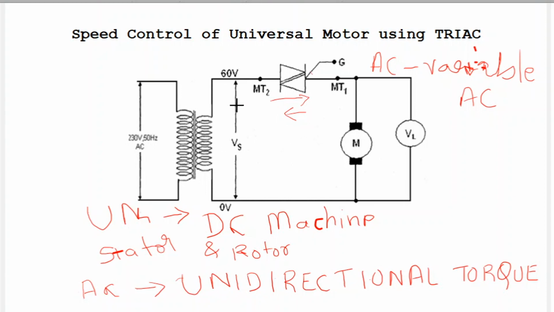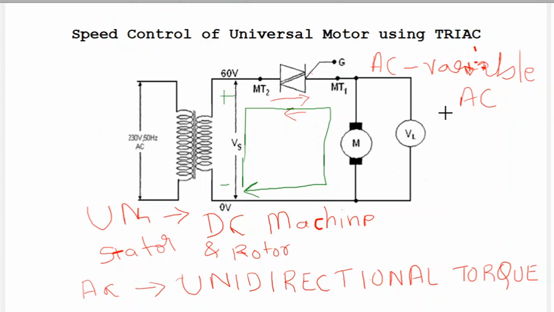Now let us look at how this circuit works. During positive half cycle, this terminal is positive, this is negative. The current flows through the triac and the motor in this direction, provided the gate signal is applied.